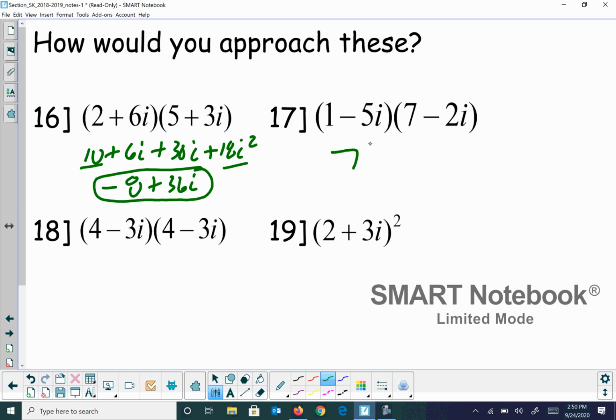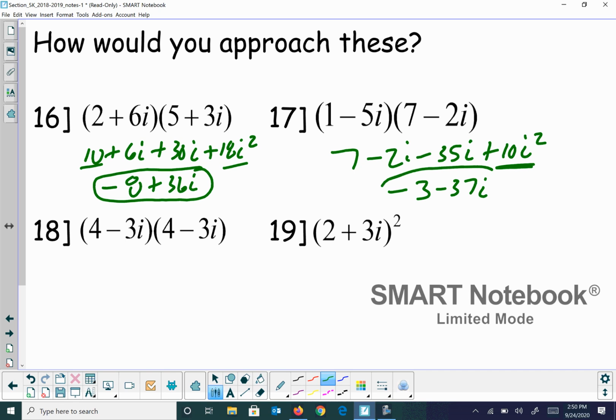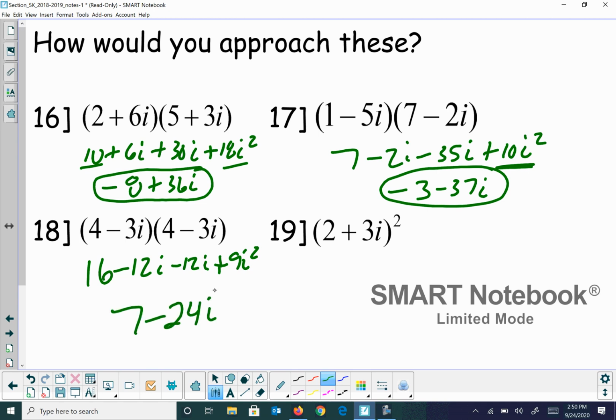If I FOIL the next one, I'm going to get 7 minus 2i minus 35i plus 10i squared. What did we say i squared is equal to? Right, negative 1. So that's 7 minus 10. It's negative 3 minus 37i. FOIL this one. That's going to give me 16 minus 12i minus 12i plus 9i squared. i squared is negative 1, so I get 16 minus 9, which is 7 minus 24i.